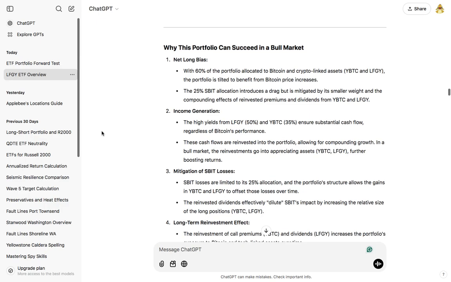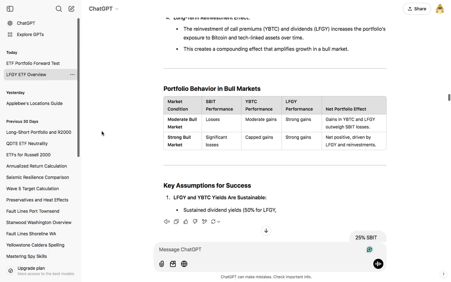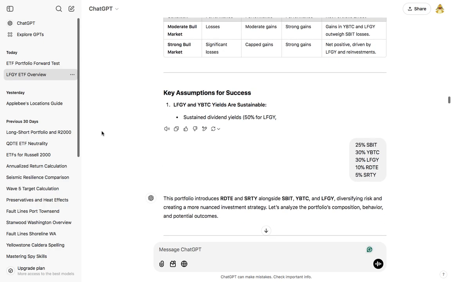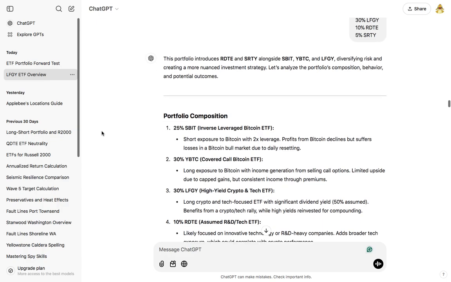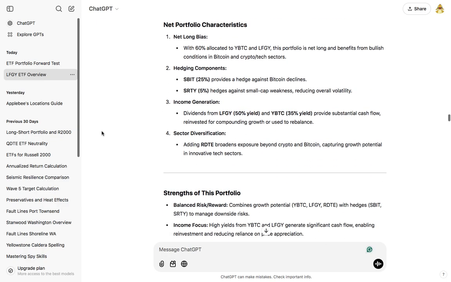So I continued to train the model and get into, eventually I got into what would happen during a moderate bull market versus a strong bull market. And it talks about what would happen to SBIT, what would happen to YBTC and LFGY, but I still wasn't really getting what I wanted it to analyze. So we're going to keep going through this.